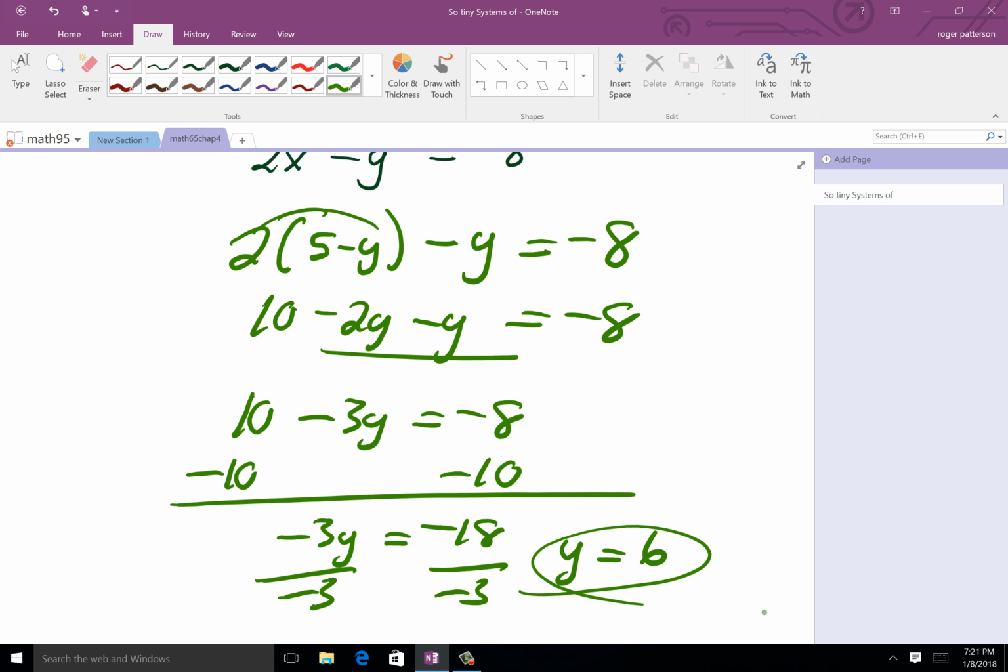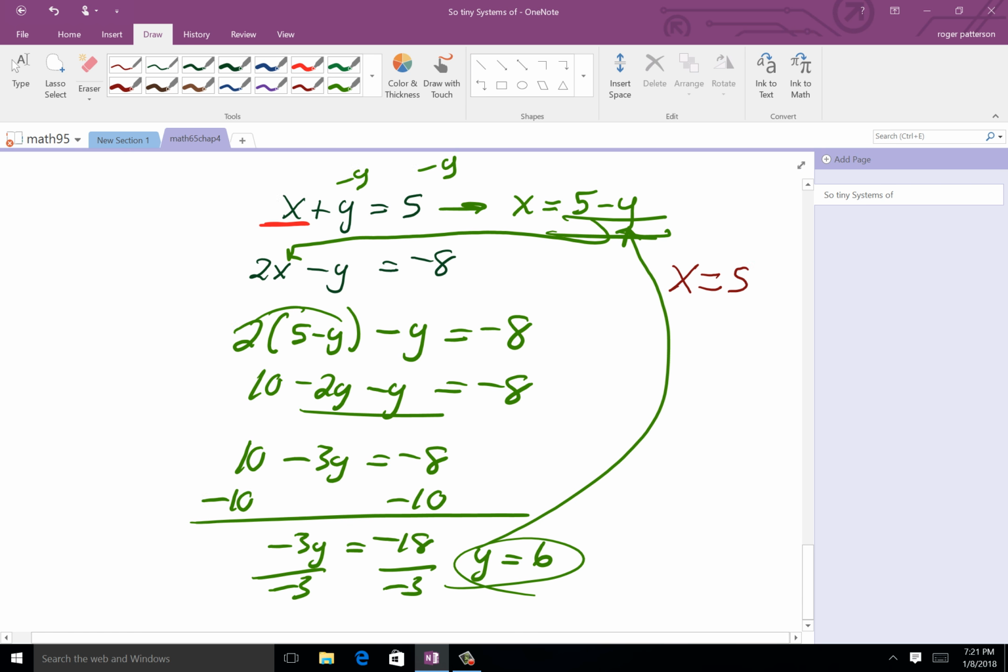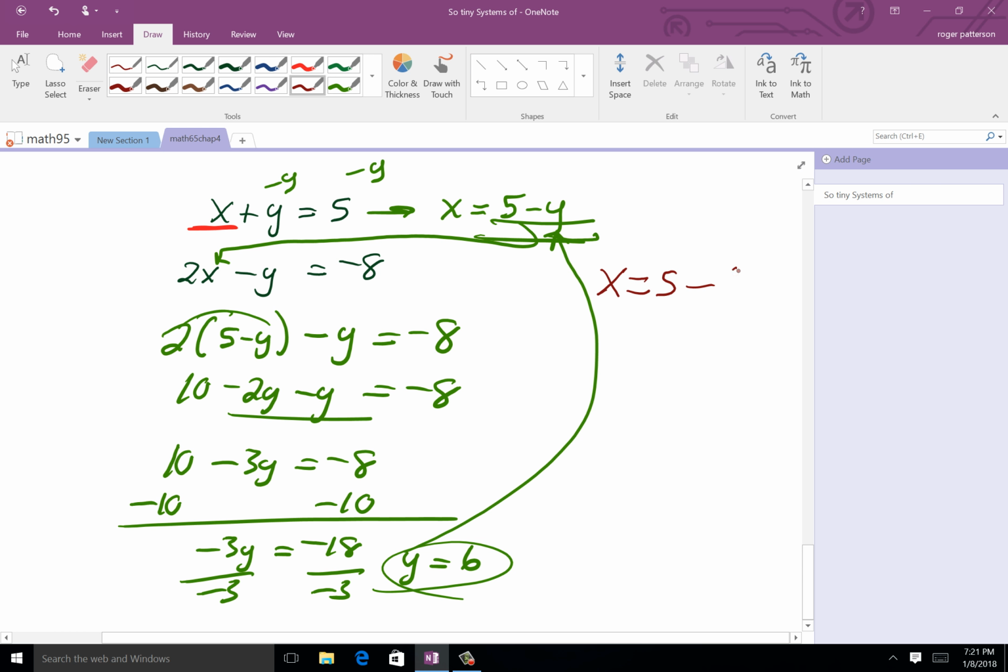So then what we want to do is come back up to this equation here, and put that y into that equation so I can figure out what x is. So I'm just going to change colors here first to get a contrast. So we're going to go x equals 5 minus 6. There we go. So we get x equals negative 1. And now I have the answer, negative 1 and 6.